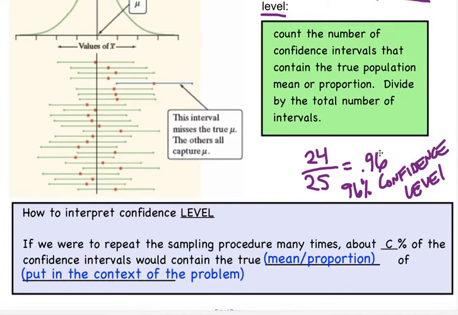There we go. Okay, so this is interpreting the confidence level. If we were to repeat our sampling many times, not just take one sample, but take lots of samples, then about, in this case, 96% of these confidence intervals would actually contain the true mean or proportion. And then explain what the context of the problem is. So put everything in the context of the problem. That's how you interpret confidence level.